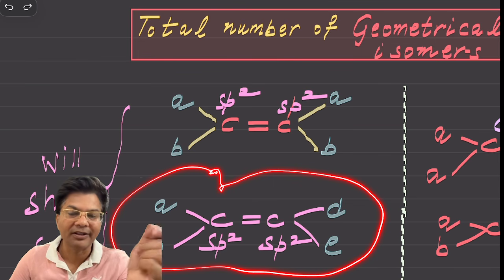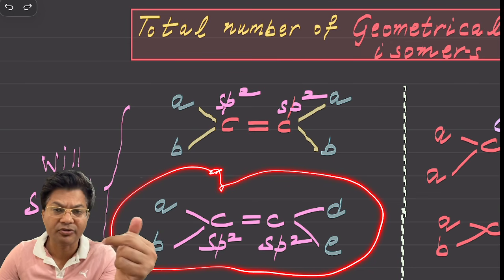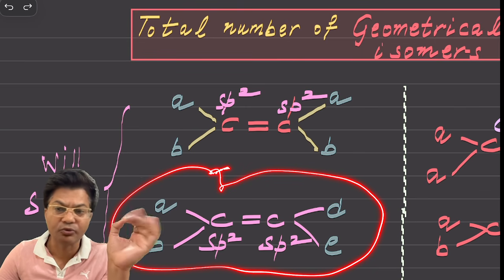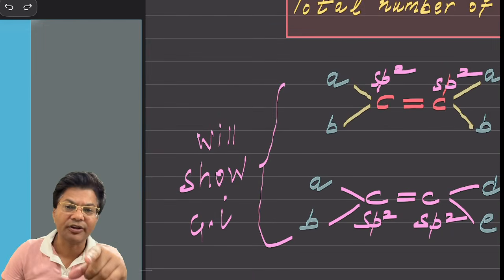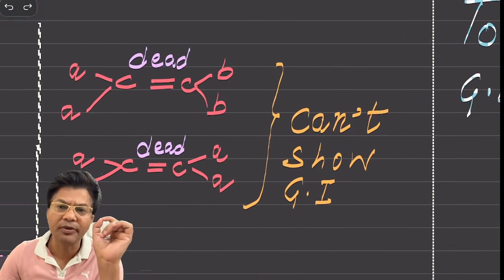Right now we do not have that much time to explain E and Z, and that is not even required because the thumbnail indicates that right now we are interested in finding the total number of geometrical isomers. So E and Z I will let you know later on, my dear students. First of all, if these two things are there, then definitely it will show GI. Now in which case it won't be able to show GI.